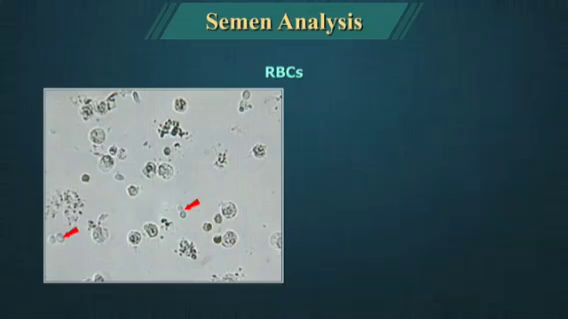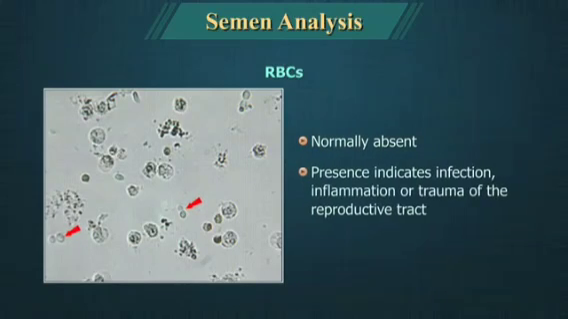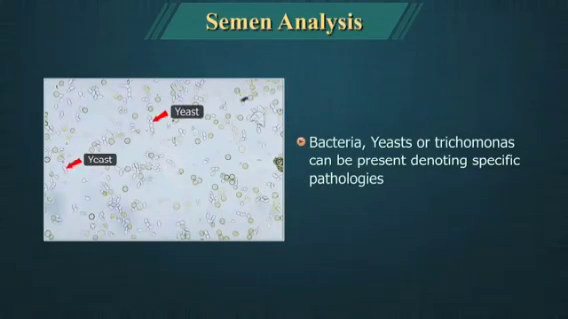Red blood cells are normally absent in semen. Their presence indicates infection, inflammation, or trauma of the reproductive tract. Bacteria, yeast, or trichomonas can be present, denoting specific pathologies if contamination is ruled out.